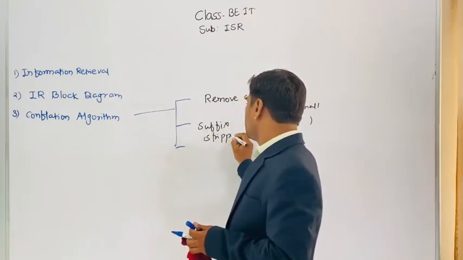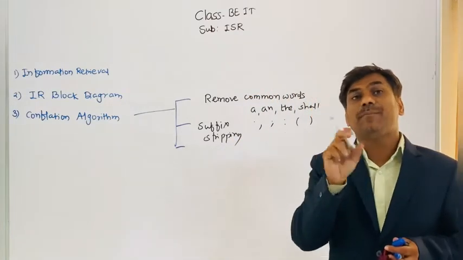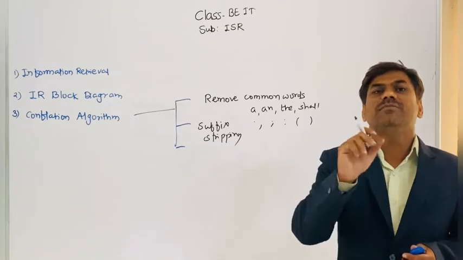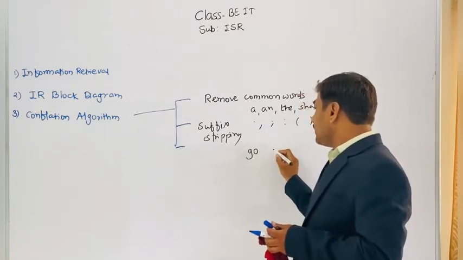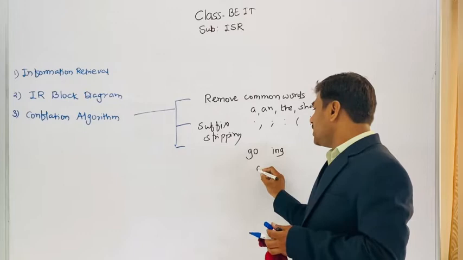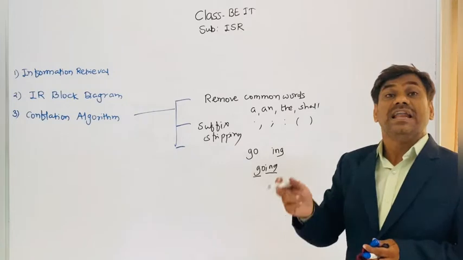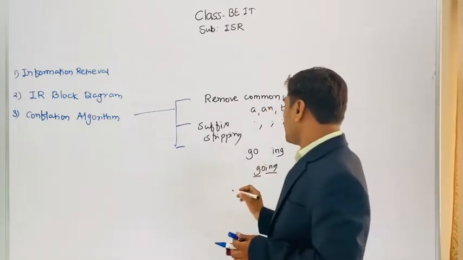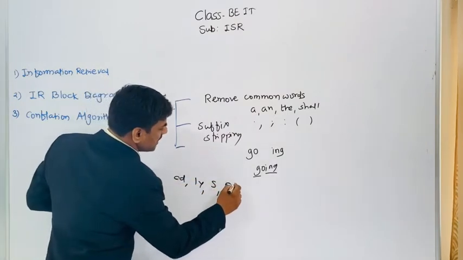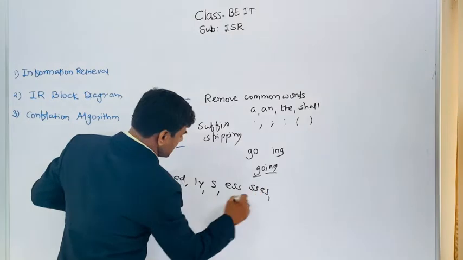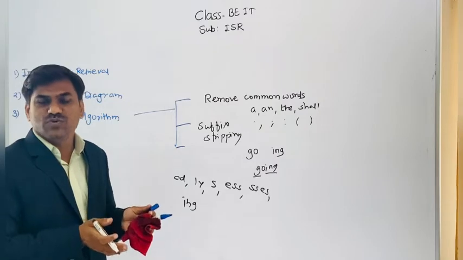Suffix stripping. What is a suffix? A group of words or a bunch of letters coming after a main word is nothing but the suffix. For example, go is a main word. When we add a suffix to it, it becomes going. So go is the main word and ing is the suffix. Likewise, there are many suffixes, for example ed, ly, s, ews, ing. These are some of the suffixes which may be used in the English language.